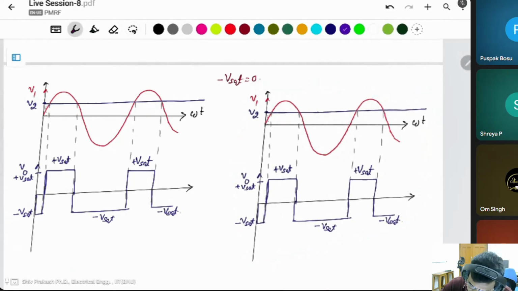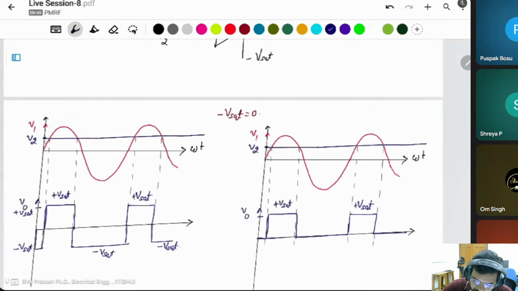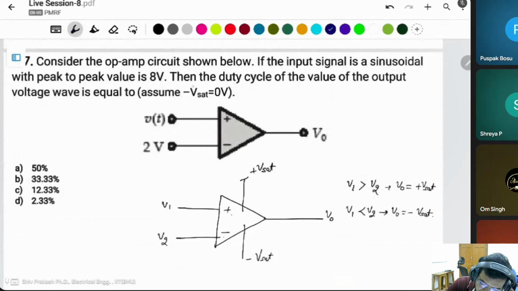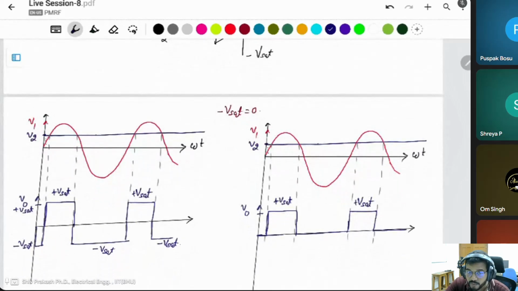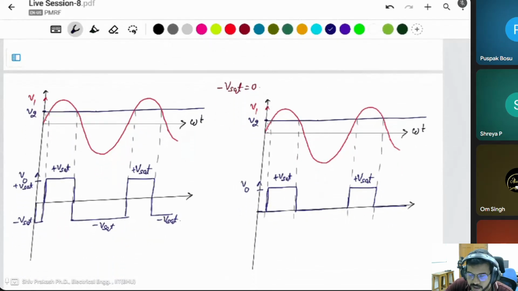If V saturation is 0, it means this is the 0. Okay, it looks like that. Then the question asks about the duty cycle of the output voltage waveform. Duty cycle means, in the output voltage waveform, where it is positive (on) and where it is 0. You know about the sinusoidal signal.